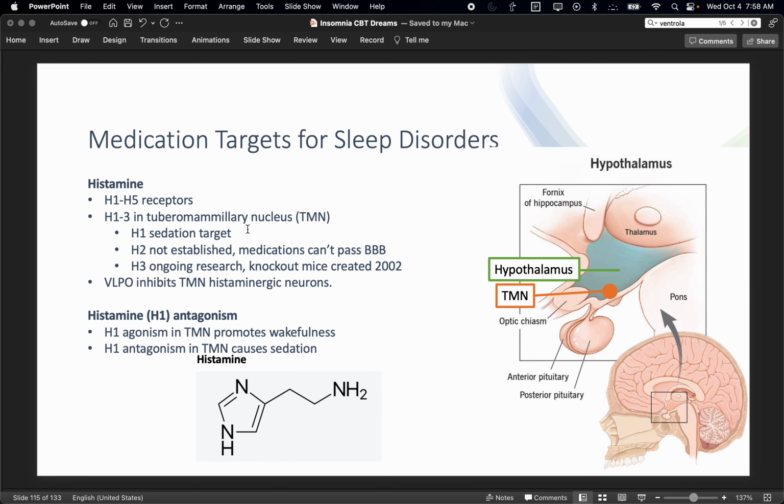Histamine. There are 5 receptors. The histamine originates from the TMN, the tuberomammillary nucleus, which is in the hypothalamus. Of those things, we only care about H1 for this purpose. So we have H1 inhibitors, antagonists, and agonists. The VLPO uses H1 to promote wakefulness. If you antagonize it, it can inhibit wakefulness. If you want to look at it that way, promote sleepiness.